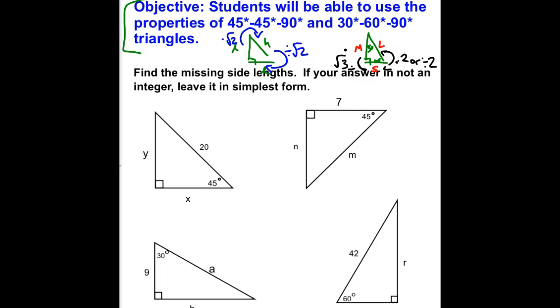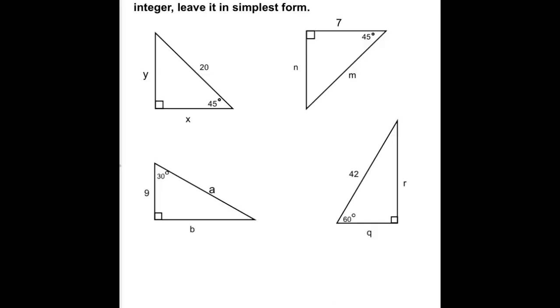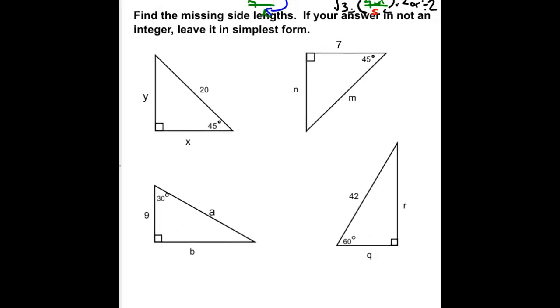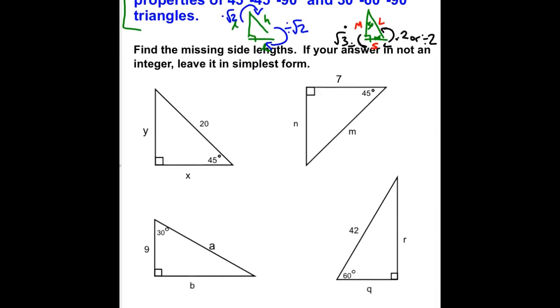On this first one, we've got a 45-degree angle, and you can see another 90-degree angle. So we can add in that our third angle is also 45 degrees. Right now we have this side of 20. It's across from our right angle, which means it's our hypotenuse. And we have to go backwards to get our x and our y. So to go backwards, if we check our picture, we're dividing by root 2. So I'm going to take 20 and divide it by square root 2.